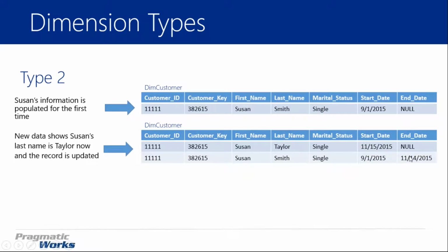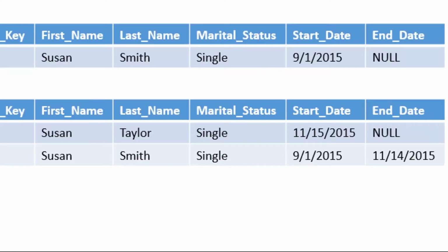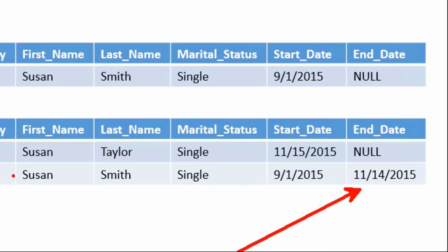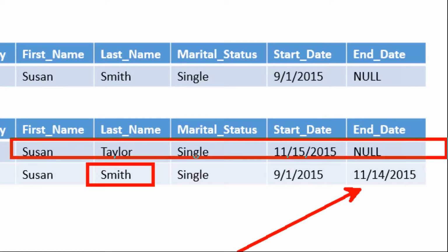We now have a start date and an end date that we've added to our table. We'll come back to that in a moment. And what happens is when Susan Smith calls us up and changes her name and we go to load our ETL at night, we have to come into our type 2 dimension. We have to expire that old record, which was Susan Smith, and then we insert a new record into our dimension table, and that new record has an end date of null.